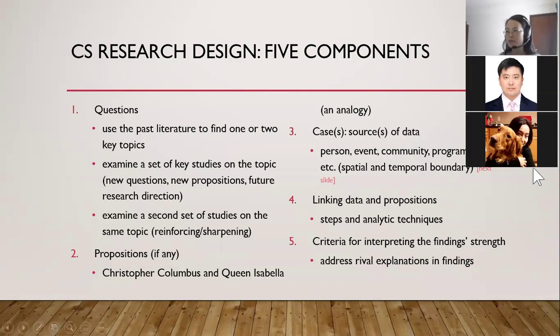The first thing is the five components. When you do a research design for case study, what kind of components should you write about? The first one is you need to define your research questions. The second one is the propositions, or hypotheses if you say so in quantitative research. The third one is to define your cases. Fourth is linking data and propositions. Fifth is criteria for interpreting the findings' strength. So let's introduce them one after another.